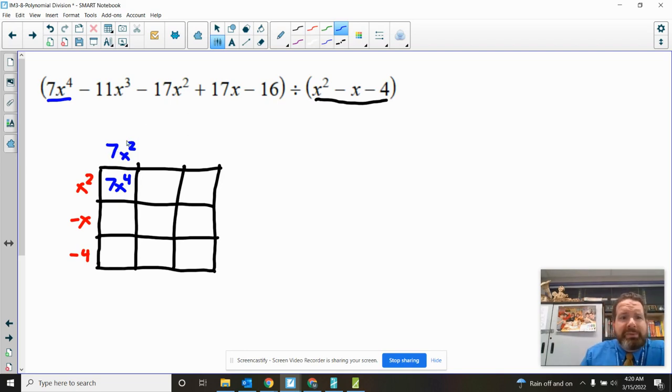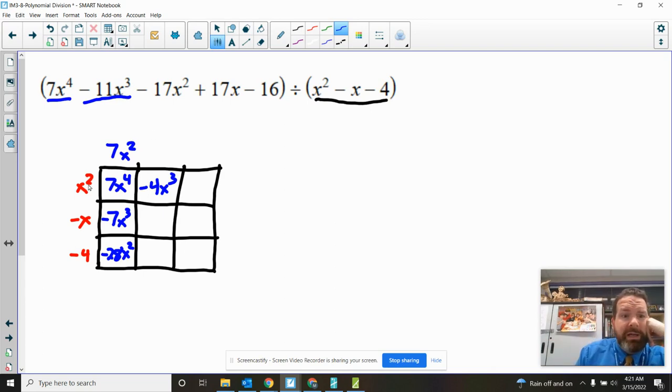Next up, multiply this by this negative x, so negative 7x to the third. 7x squared times negative 4, that'd be negative 28x squared. Now remember, we're looking across diagonals to make sure we're accomplishing all our terms. So my x to the fourths, they're all taken care of. Done. For my x to the thirds, though, we currently have negative 7 of them. I need negative 11 of them, though, overall. So that means I need negative 4 more x to the thirds. So as I'm looking across this diagonal, this now has all negative 11 x cubes accounted for.